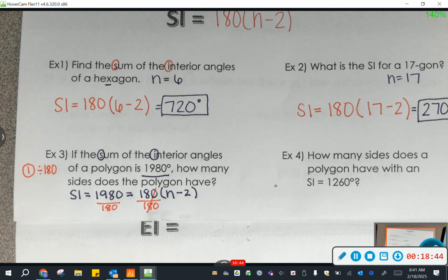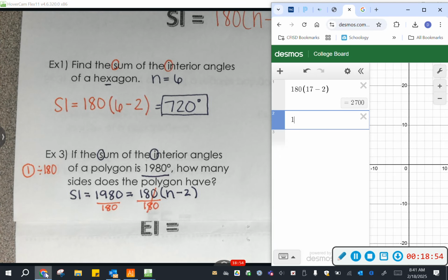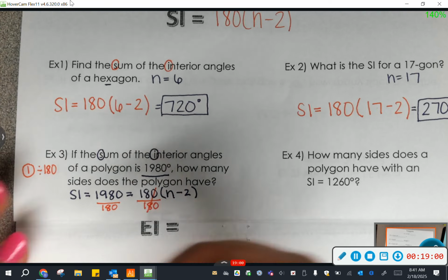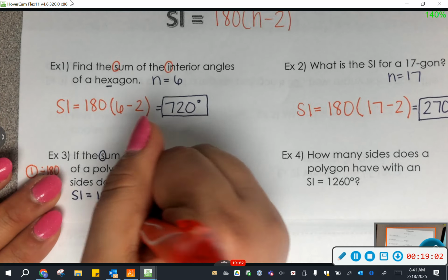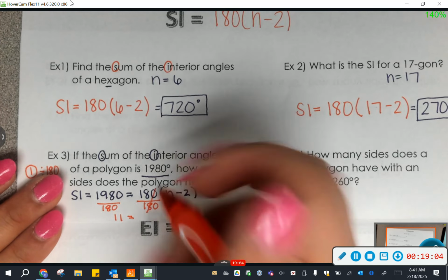What part is confusing about that? Nothing. No, I'm telling you, every time, if I give you the SI, you're dividing by 180. So what is 1980 divided by 180? 11. Is 11 my answer, though? No, because what do I have left over here?